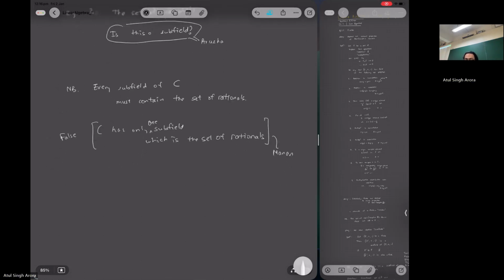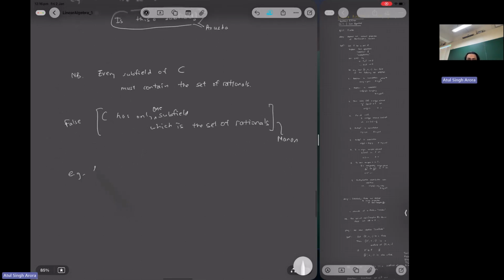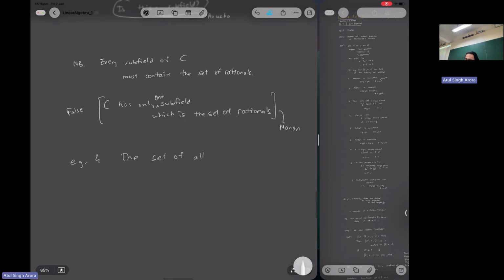Okay. All right. Okay. And let's look at another example. So example 4 is the set of all. Yeah, just a second. Let me finish writing this. Complex numbers.